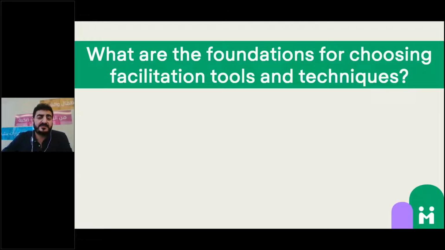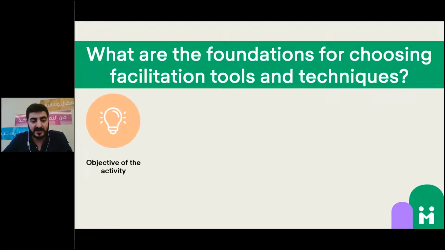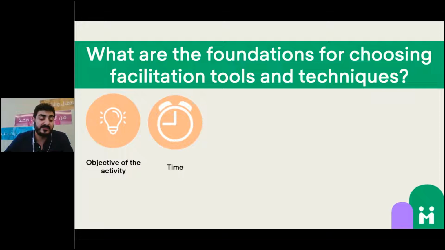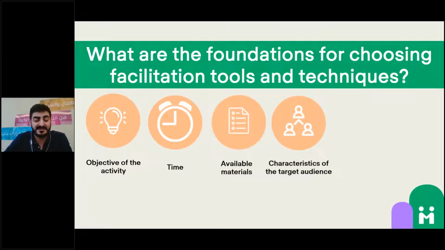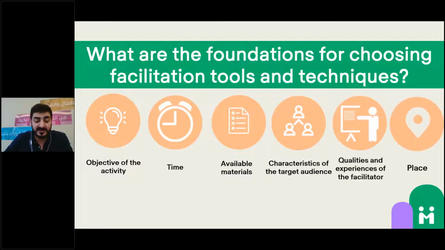What are the foundations for choosing facilitation tools and techniques? And we will go and list some facilitation tools and techniques. First, the objective of the activity. We should always see the time for the activity, the available materials, the characteristics of the target audience, the qualities and experience of the facilitator, and the place. And based on all these factors, we choose what we'll be doing, either group work, role play, case study, whatever.